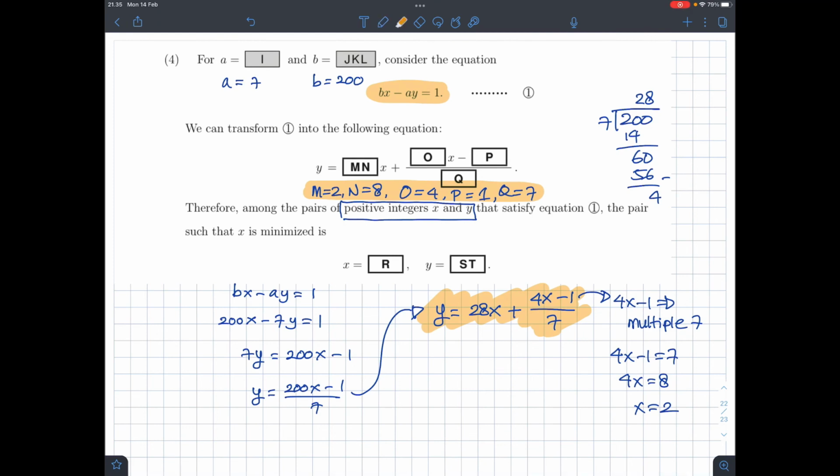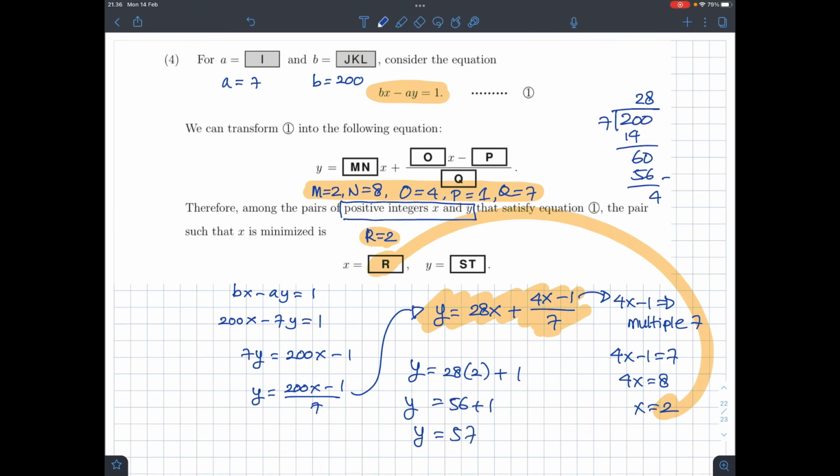So I put 2 here, and I got the value of y equals 28 times 2 plus 1. So this is 56 plus 1, and we got the value of y is 57. Done.